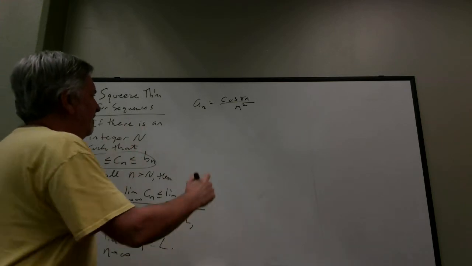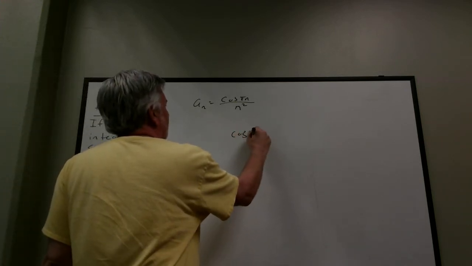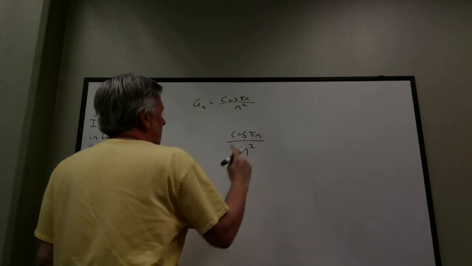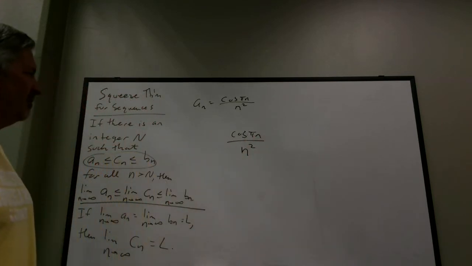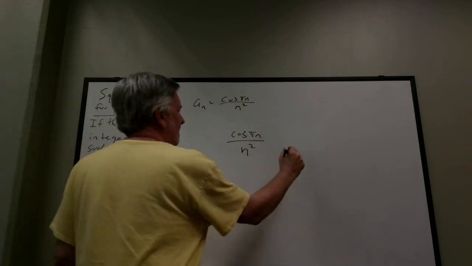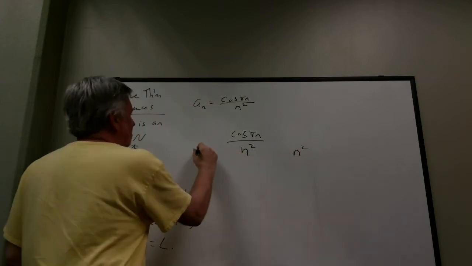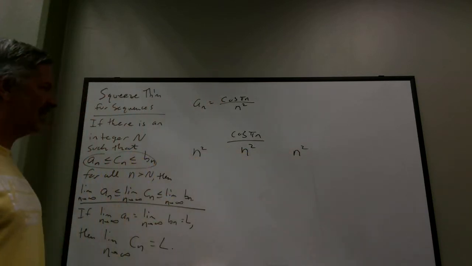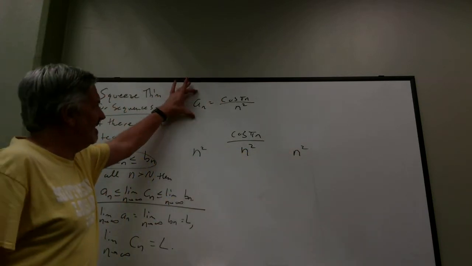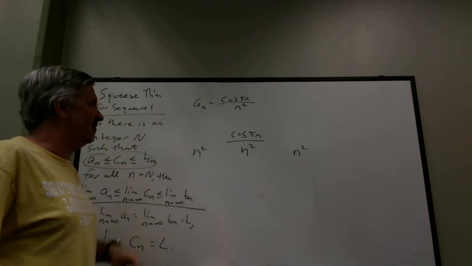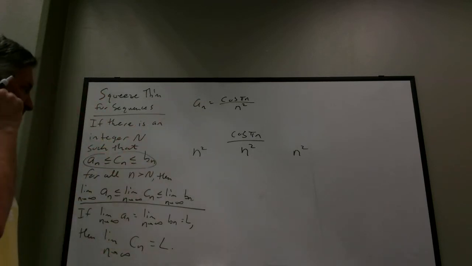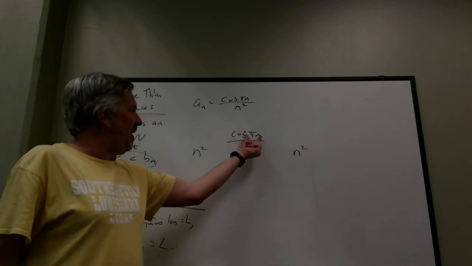So let me actually convince you of this. Cosine pi n over n squared. All right, so there's my formula for my sequence. Now, I'm not worried about the n squared. I'm just going to leave that alone. I'm not changing the n squared. And notice that's always positive. I'm assuming n, because it's not stated, is starting at 1. n is 1, 2, 3, 4. All right? And don't let the pi throw you.